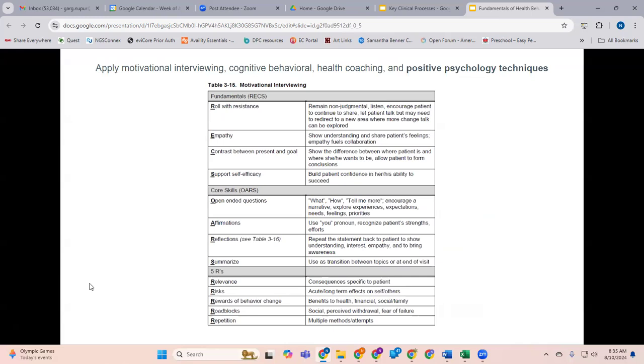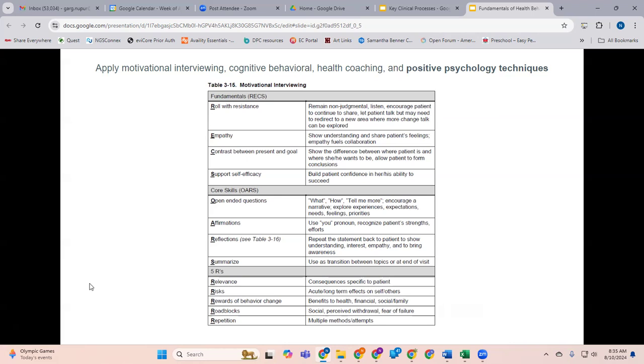We've already talked a lot about health coaching, like the coaching table. And then the positive psychology, we're going to do in a later chapter. I think I've said that like 10 times now. So motivational interviewing, there are some mnemonics here.